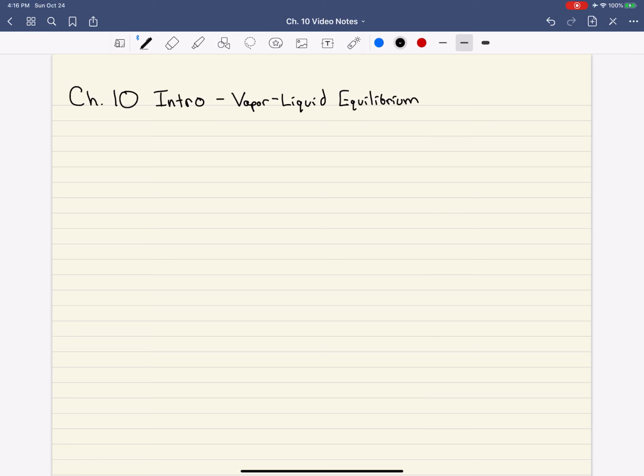In Chapter 10, we're going to focus on vapor-liquid equilibrium. And the motivation for this is that in the follow-up course to thermodynamics, which is separations, one of the main subjects that you're going to be concentrating on is distillation and how to design distillation columns.